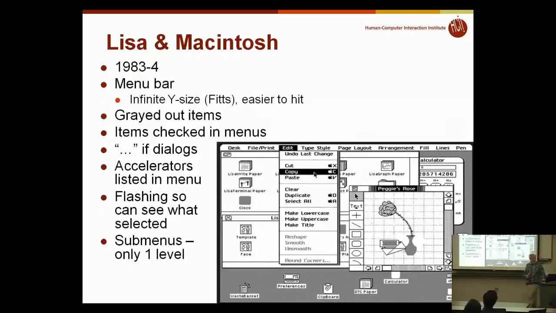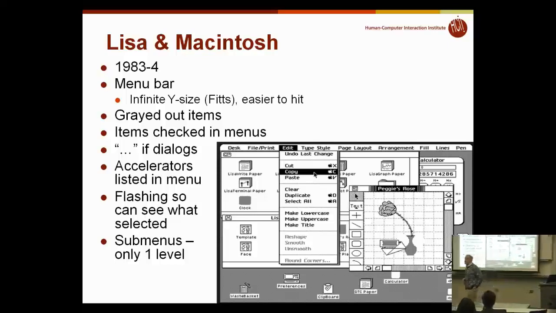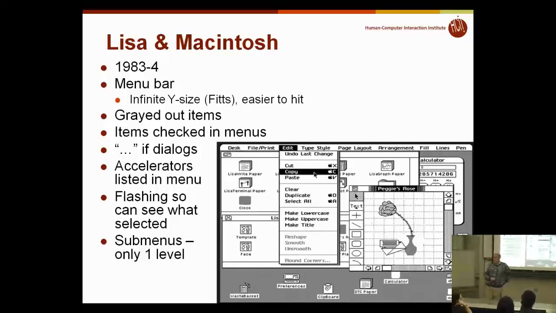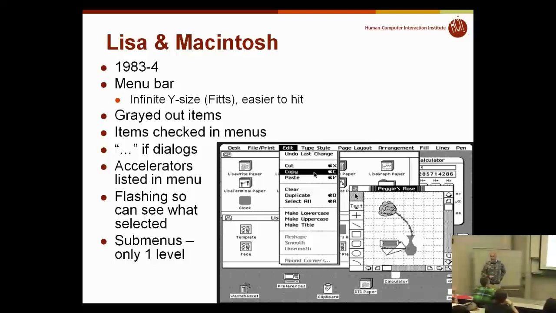Okay, so now we get to the Lisa and the Macintosh, 83, 84, which introduced the menu bar. So what's the advantage of the menu bar putting it at the top of the screen, as opposed to like in Windows where it's at the top of a window? Somebody new? This is a real easy one. What's the advantage of having the menu bar? I'm hoping somebody new will answer this question.